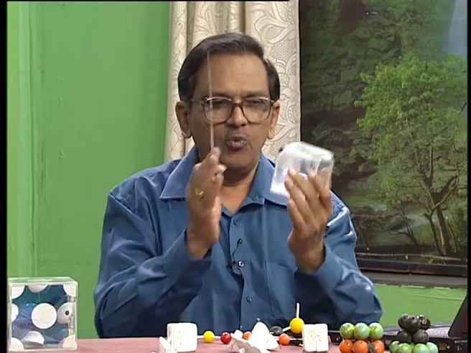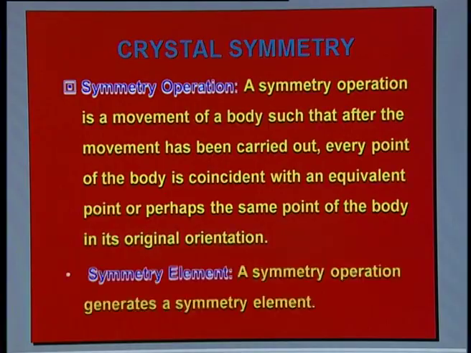So symmetry operation means we perform a certain operation on this so that before the operation and after the operation, if the object or crystal looks exactly the same, then we call it a symmetry operation. So this is the basic definition of symmetry operation. This I have already explained to you, and the same thing is written here. The symmetry operation will give you a symmetry element.